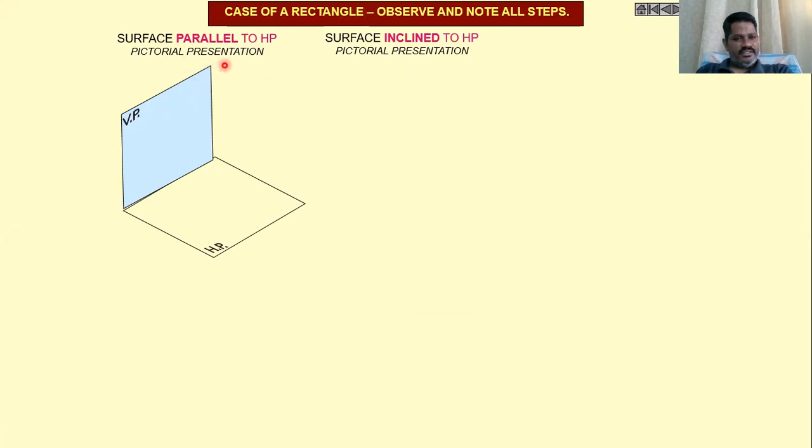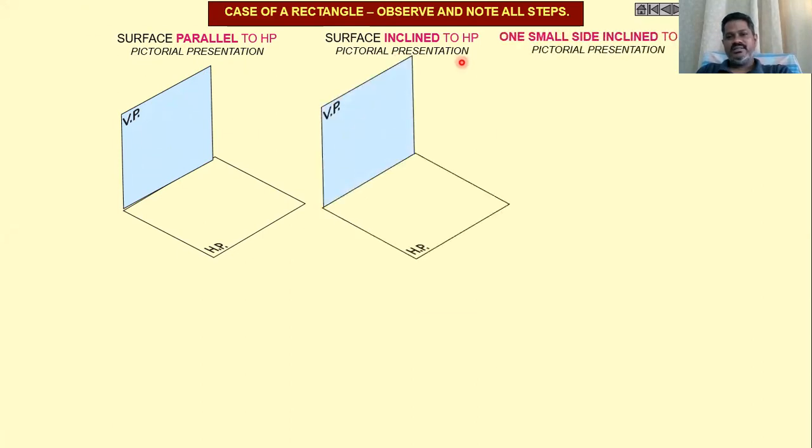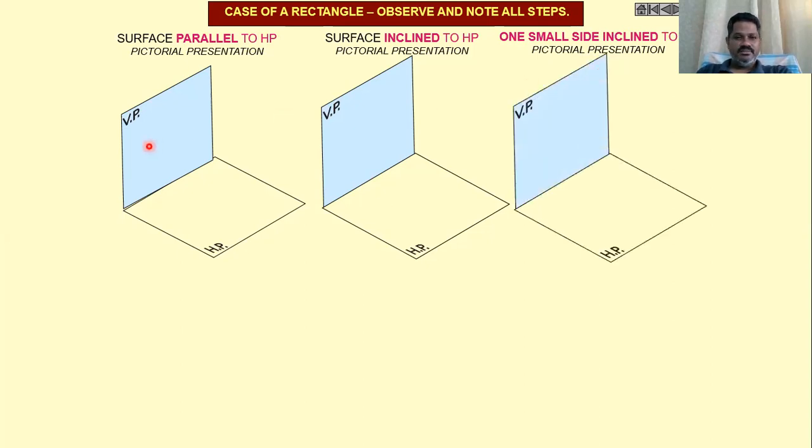In this case the surface is parallel to HP, and the surface is inclined to HP. And the third one is one small edge of the surface can be inclined to HP. So like this. Now let us represent the plane or the surface with respect to the reference planes, those are horizontal and vertical planes.